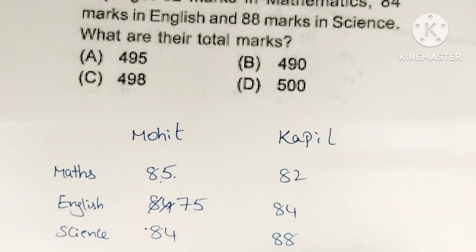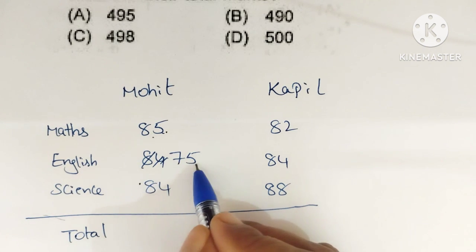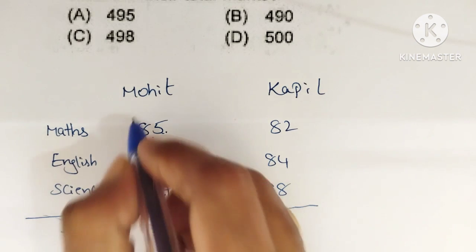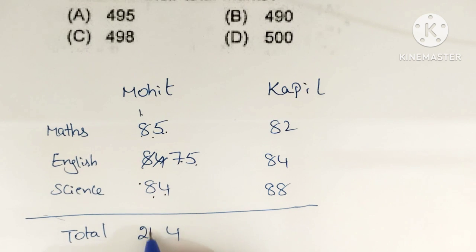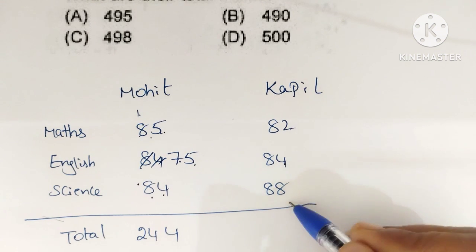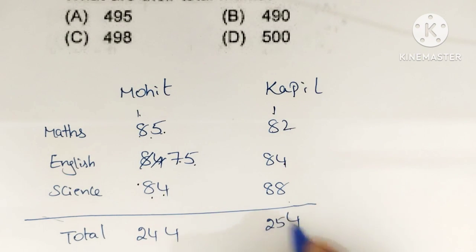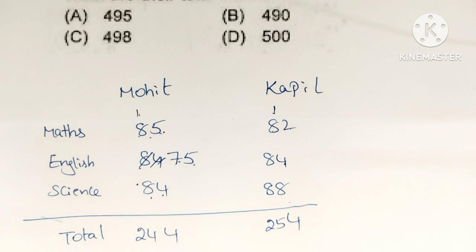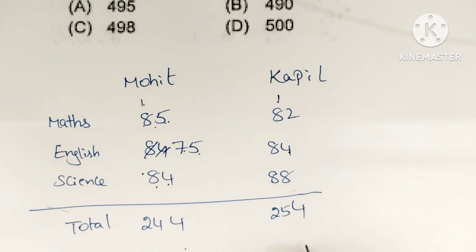Now I am finding the total. 5 plus 5 is 10, 10 plus 4 is 14, 1, 8 plus 7 is 15, 1 is 16, 16 after 8 is 24. 244 marks. And Kapil, 2 plus 4 is 6, 6 plus 8 is 14, 1, 8 3s are 24, 1 is 25. So 254 marks. So the total marks obtained by both of them is 244 plus 254.